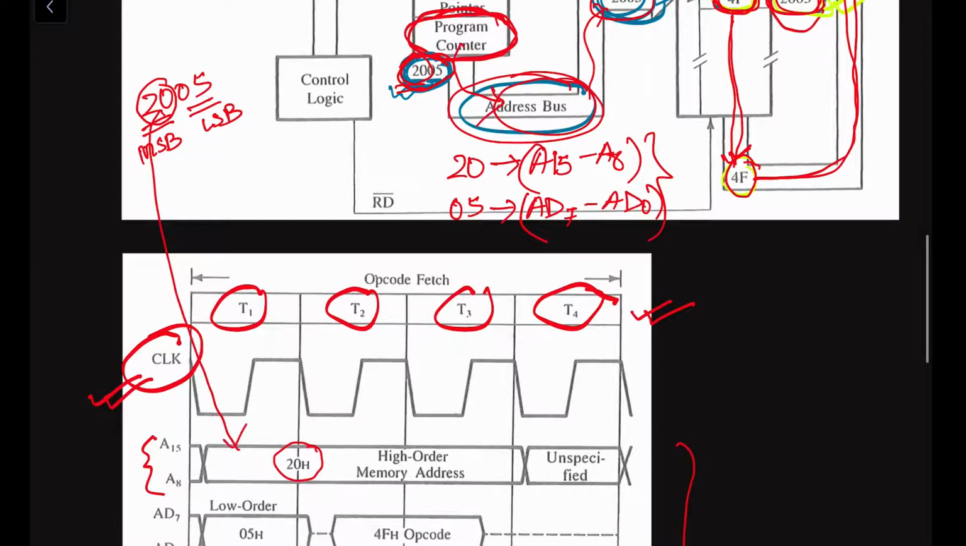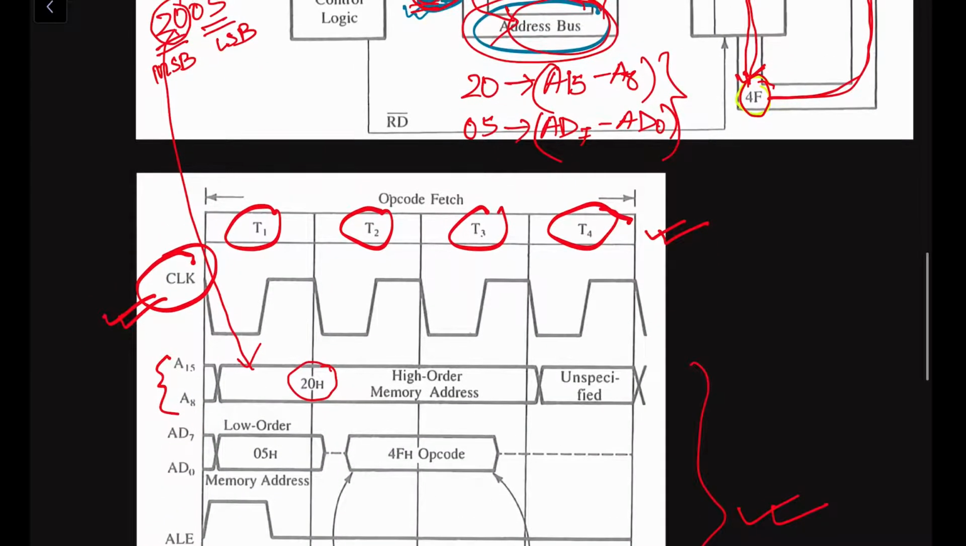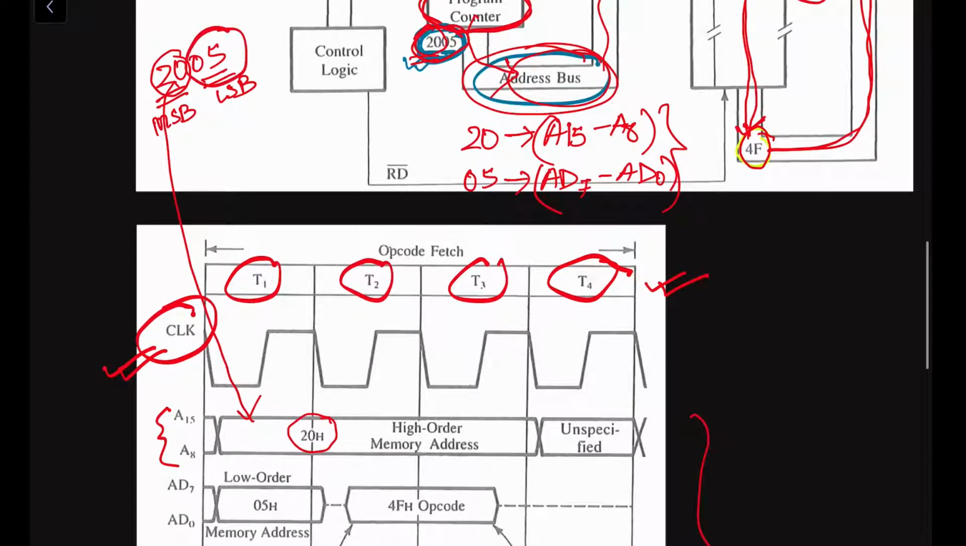See here. So whenever the opcode fetch machine cycle starts, it will directly load the 20H value in the address bus. But the lower order bits, this 05 is the lower order address, or lower order 8 bits. This is the LSB, the least significant 8 bits. This will be transferred to the multiplexed address or data bus.